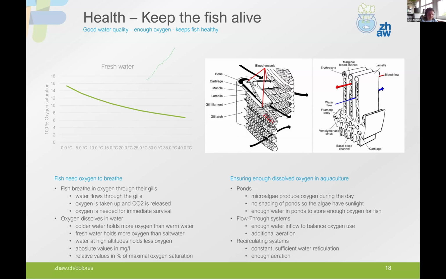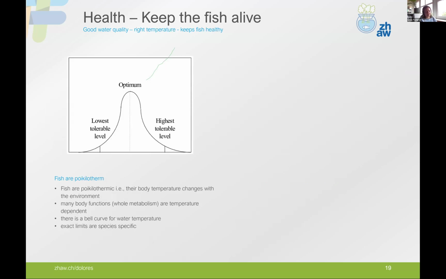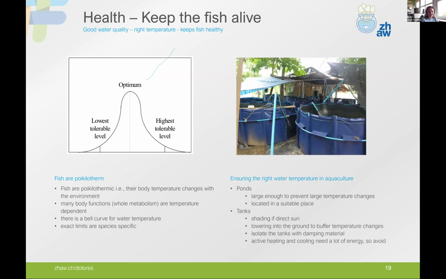The second water parameter that is important for the fish will be water temperature. Fish are exotherm, poikilotherm, they have the same temperature in their body as the water around. So this drastically affects metabolism. And it's a bell curve. We said that they have a tolerance level that's quite high, but they still have an optimum where they feel most comfortable. That's always in between. And the limits depend on the species, which one you have.